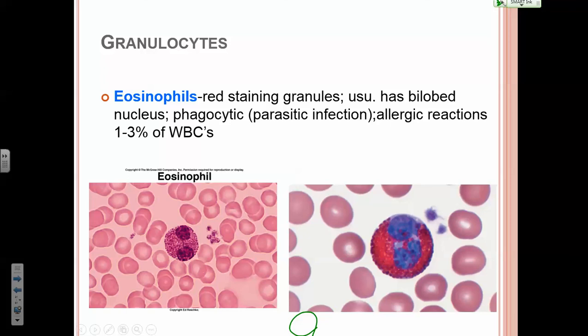But as far as phagocytosis concerns, let's say if you're battling some type of parasitic infection, like Giardia, which is a protozoan parasite, or tapeworm infection, any of these parasitic infections, eosinophil count's going to go up. Look at the percentage. 1 to 3% of all your white blood cells are these. So they're not nearly as abundant as the neutrophils are. Okay.